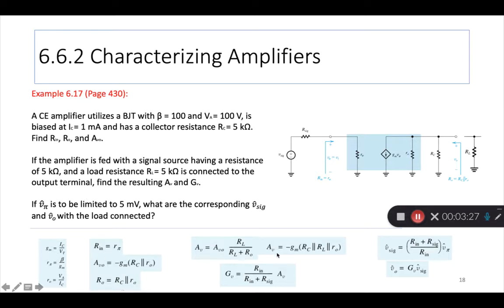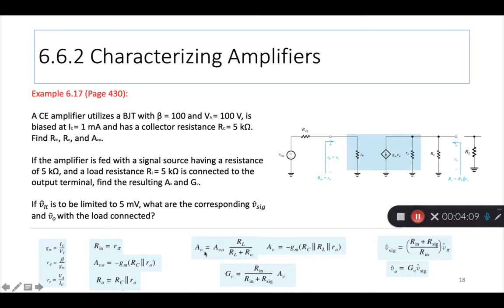If with all these formulas being available to apply one after the other, you can find all the necessary things, right? So first and foremost, you got to do these gm, r pi, and ro, and this is just straight mathematics. Then Rin becomes r pi, so that's what is required. AVO is this, which is about 196, I think, and then output resistance is RC in parallel with ro.